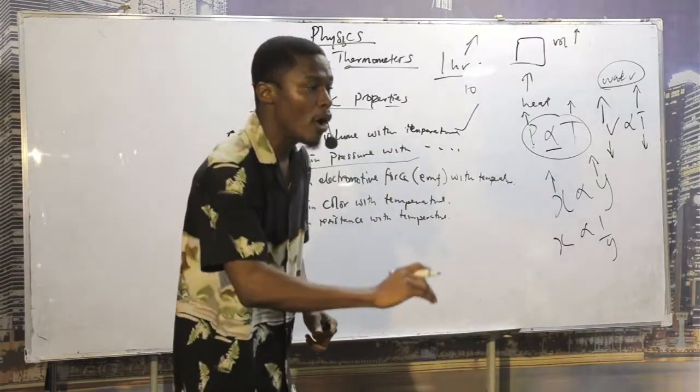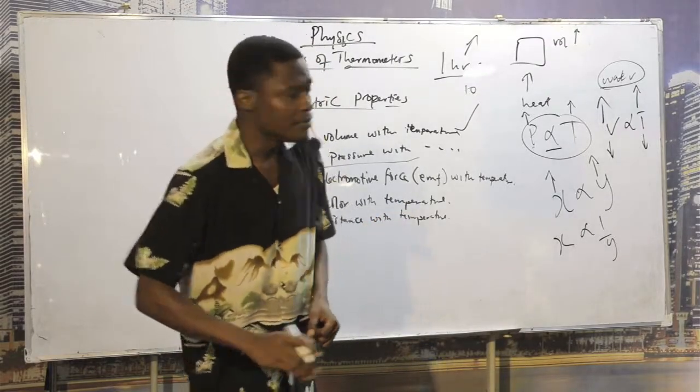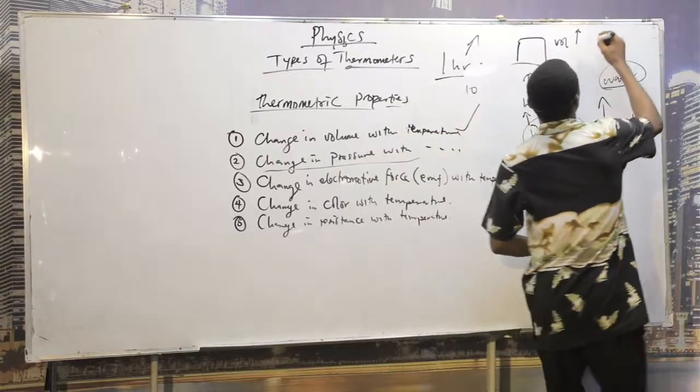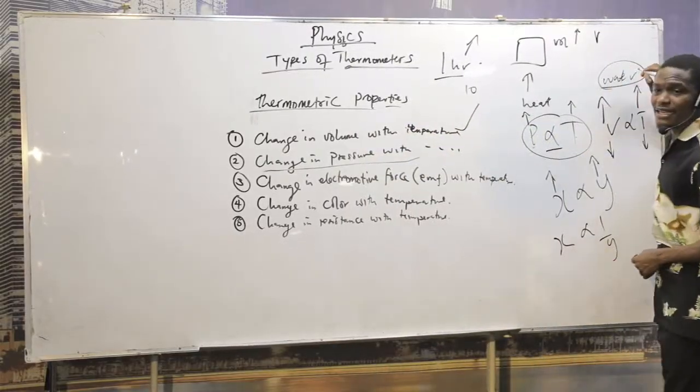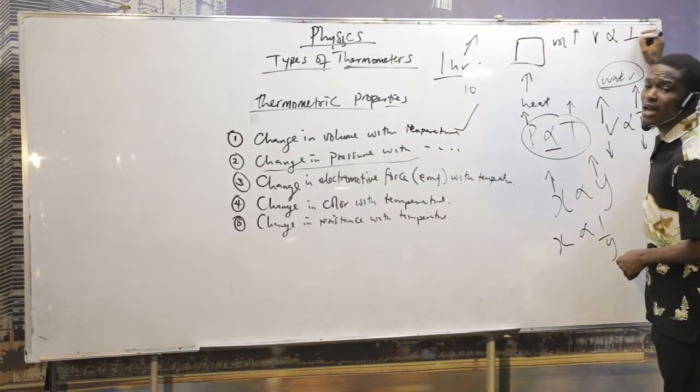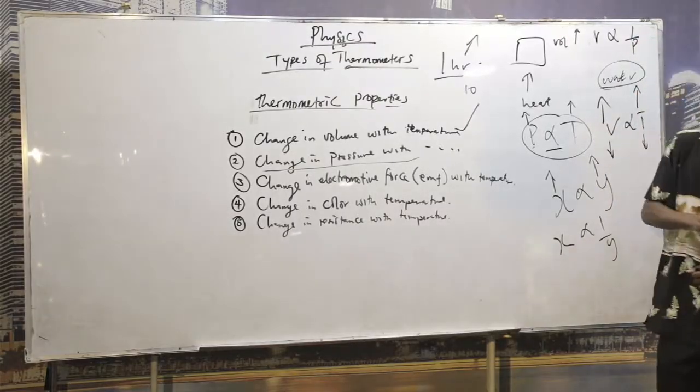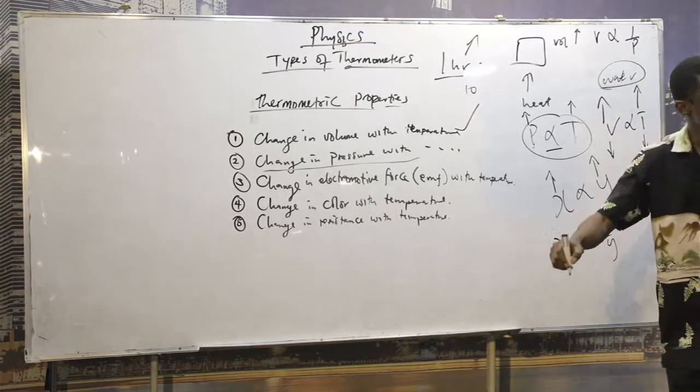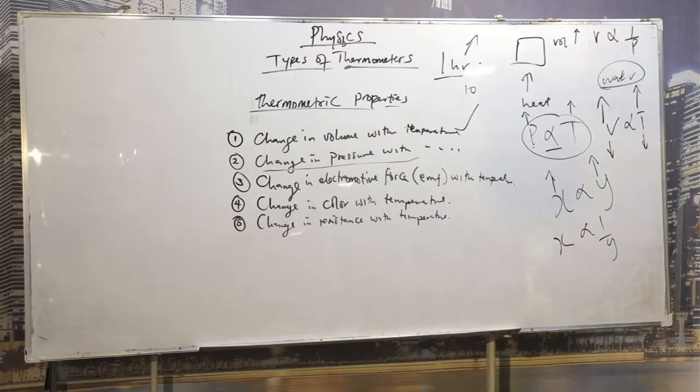Then Mr. Boyle, you know Mr. Boyle, abi? What did Mr. Boyle say? That the volume of a given mass of gas is what? Inversely proportional to the what? Pressure. Provided that temperature is what? Constant. Now, what is Mr. Boyle trying to tell you?